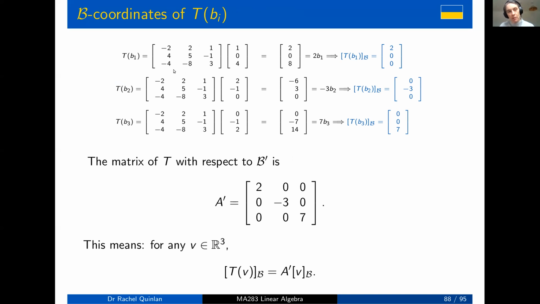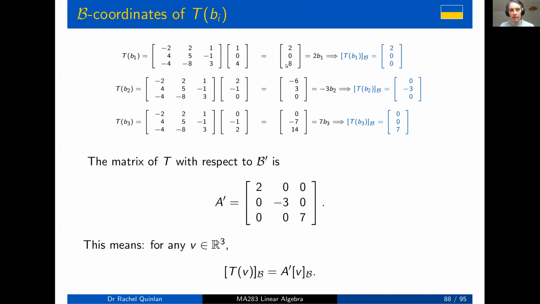So we get 1 times column 1 plus 0 times column 2 plus 4 times column 3. And when we look at that, we can observe that the result of that calculation is 208. The first entry is minus 2 times 1 plus 2 times 0 plus 1 times 4 and so on.